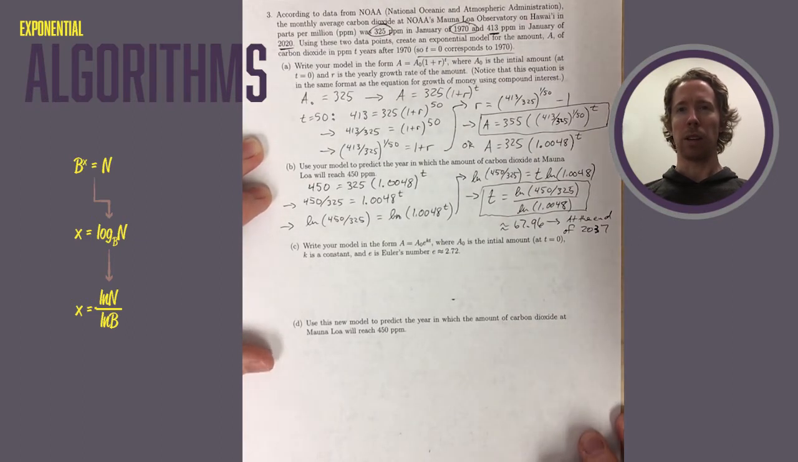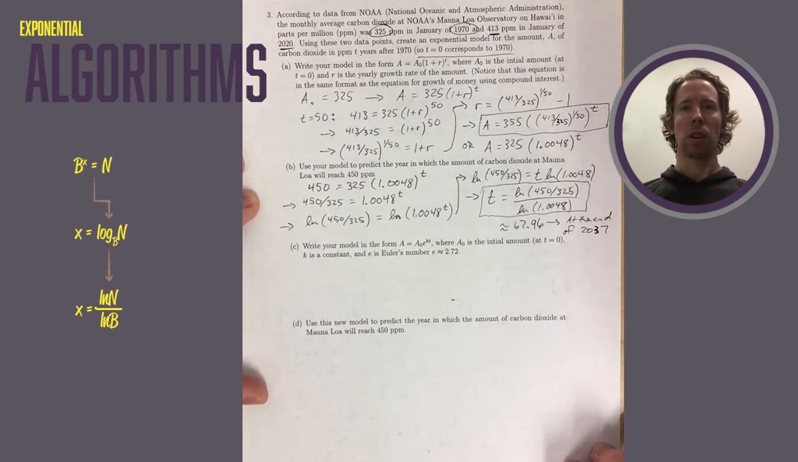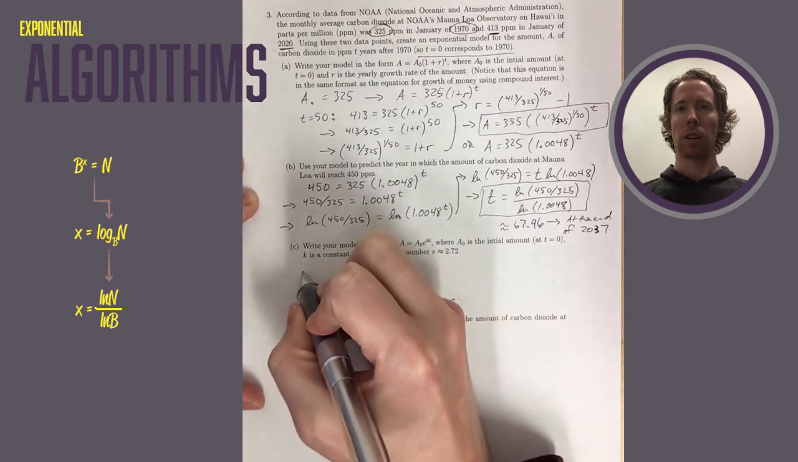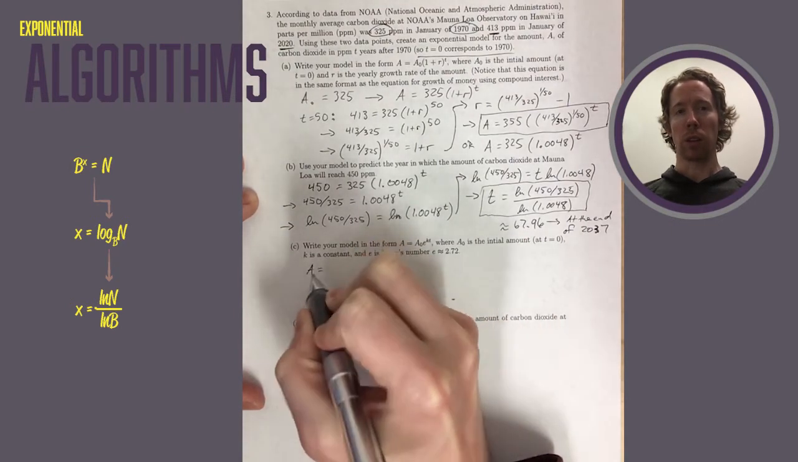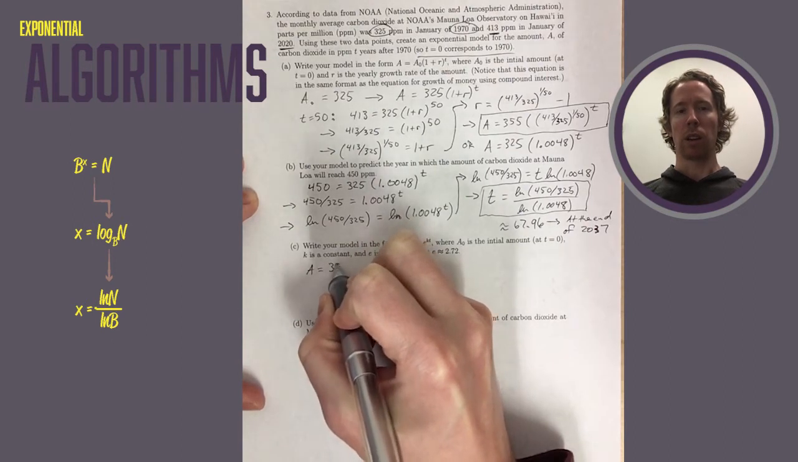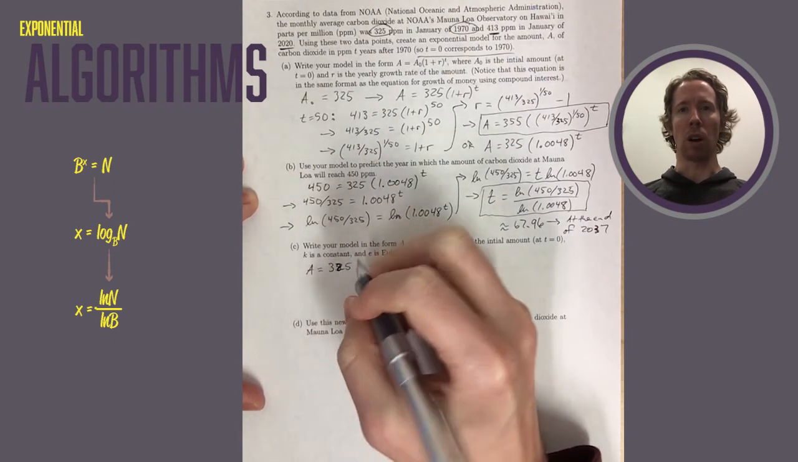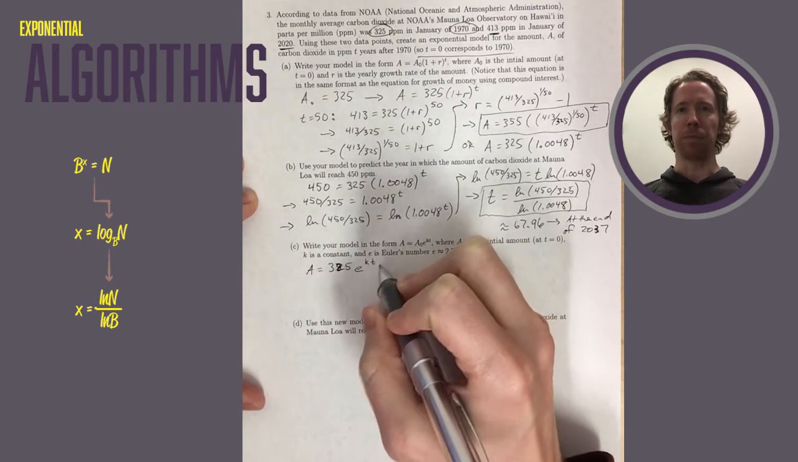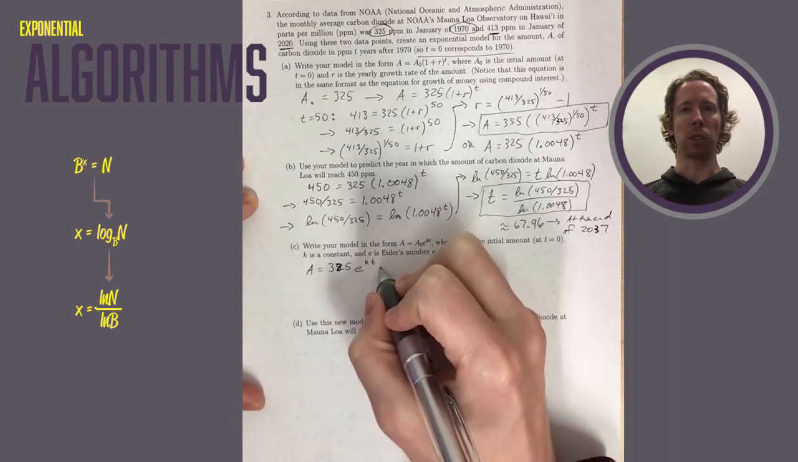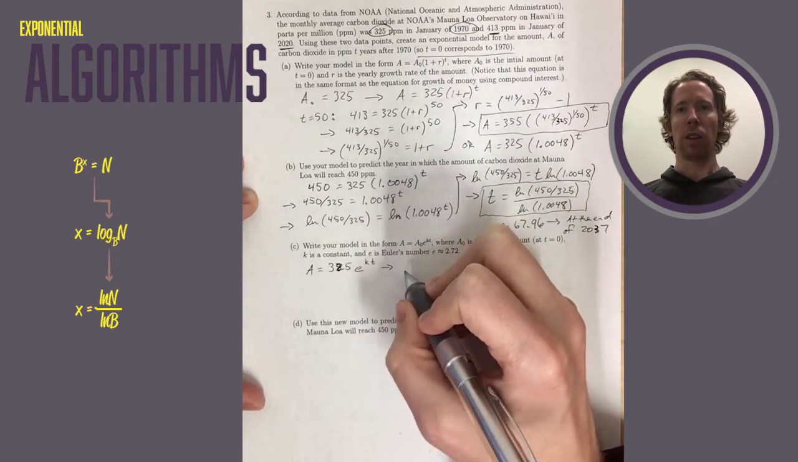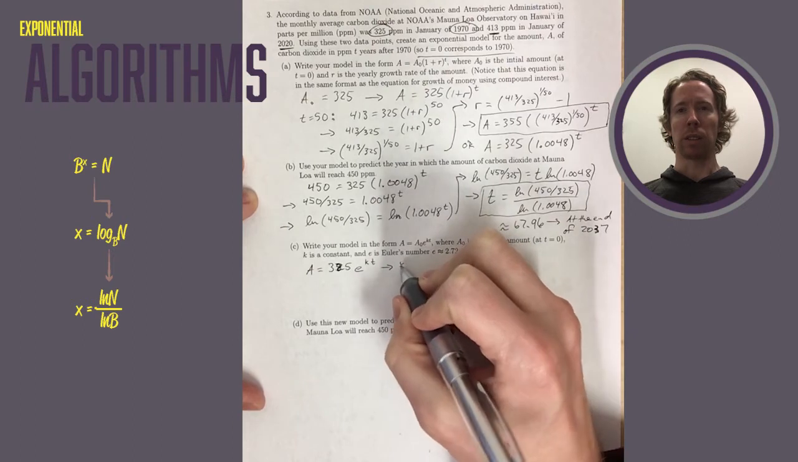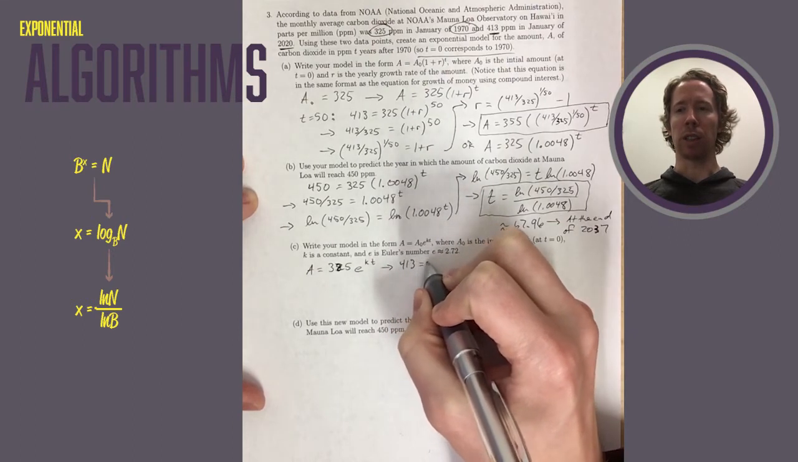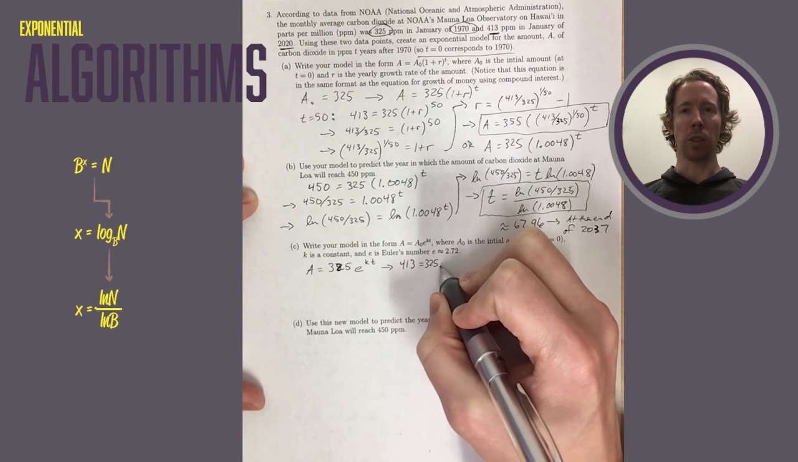And then in part C, we're asked to rewrite the model in this different form using a base of e instead of a base of 1 plus r. So if we wanted to do this quickly, we could just calculate k equals natural log of 1 plus r. But if we want to do it from scratch, we know 325 is the initial amount, so we'll plug that in. And then we know that the amount will be 413 in 2020, so that's when t equals 50.